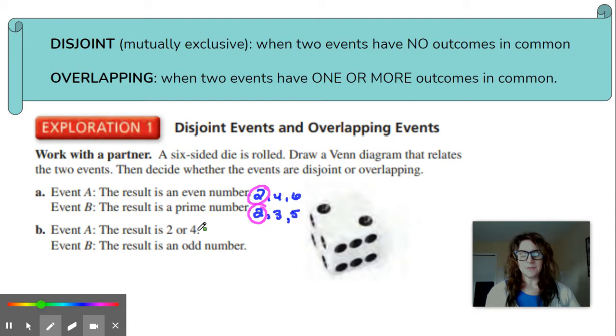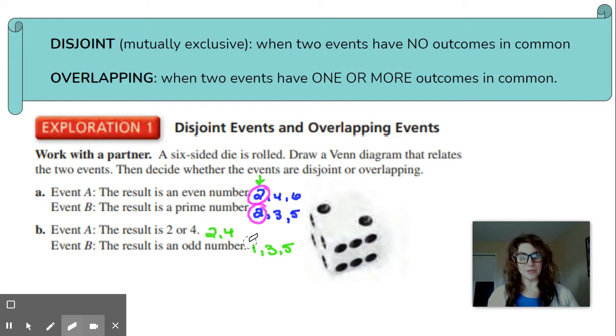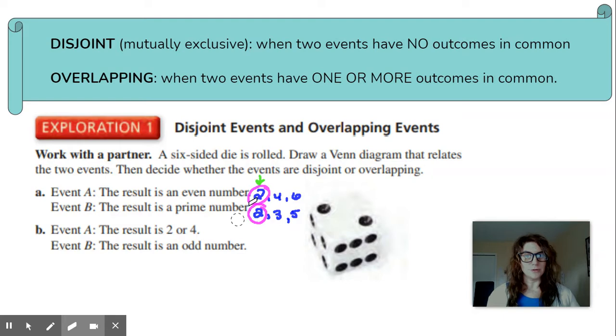All right, and the next one: if the result is 2 or 4, obviously, numbers 2 and 4. An odd number would be 1, 3, and 5. And you can see there's clearly nothing overlapping at this point. 2 and 4, and 1, 3, and 5, are clearly not part of each other's events. They're never going to overlap. So the first pair of events would be considered overlapping because they share something, and these two are disjoint. They don't share anything at all. So that's how we decide whether things are overlapping or disjoint events.